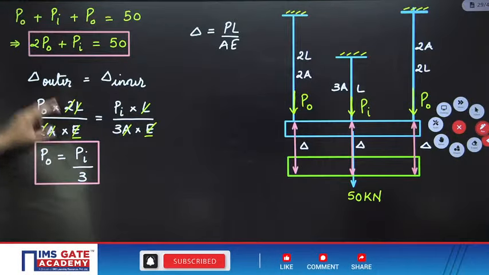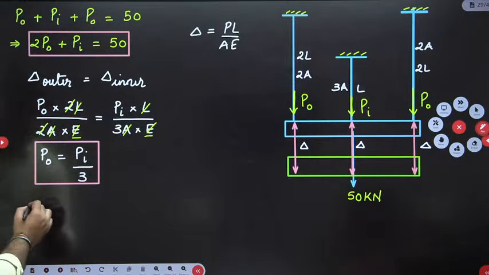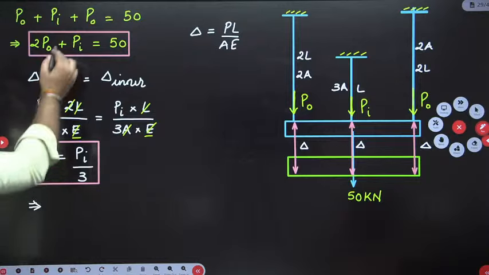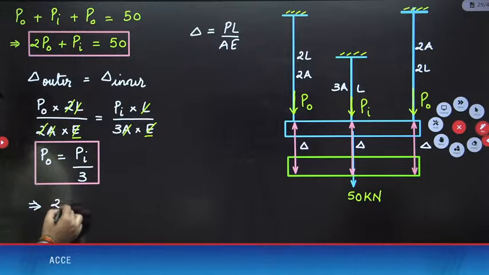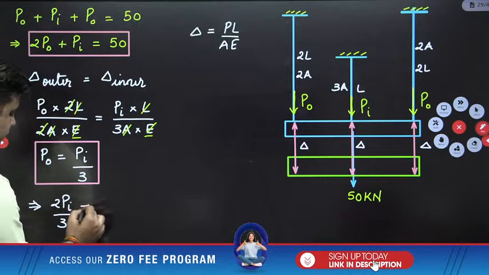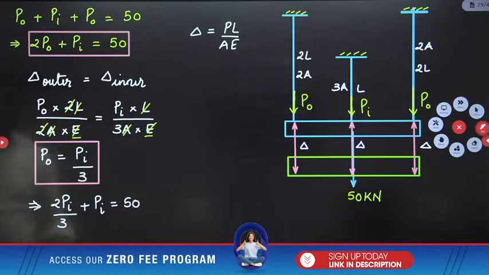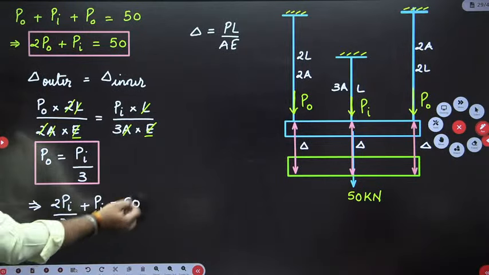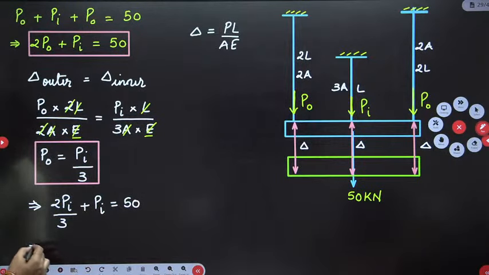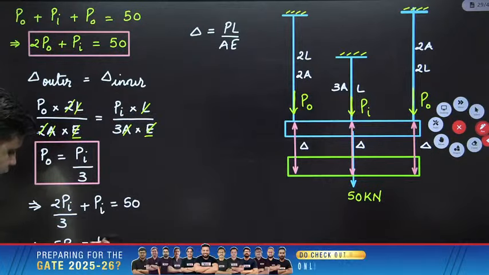You can substitute the value of P naught as Pi by 3. So I will write down P naught is equals to Pi by 3 in this equation. So I will have 2 Pi by 3 plus Pi is equal to 50. So this will be equal to 3. 5 Pi is equals to 150.